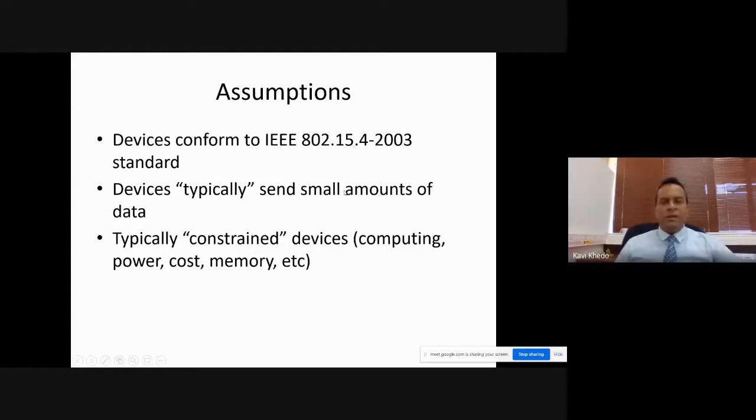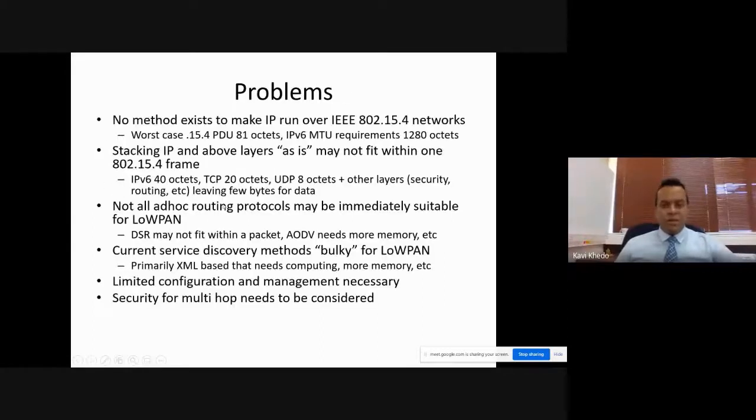We don't transmit large volumes of data. And we are talking about constrained devices, both in terms of computing power, energy, cost, and memory. They are constrained. So for this situation, what is the problem? I've already explained this problem. No method exists to make IP run over IEEE 802.15.4. This is our problem, because we don't have a mechanism to allow this.